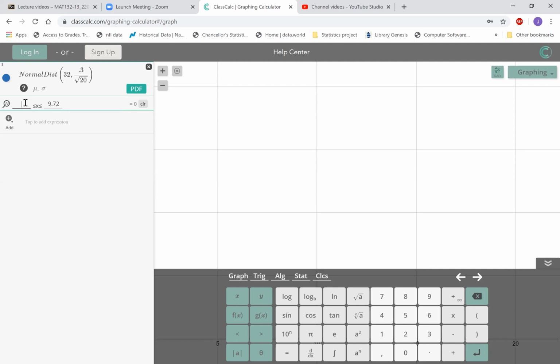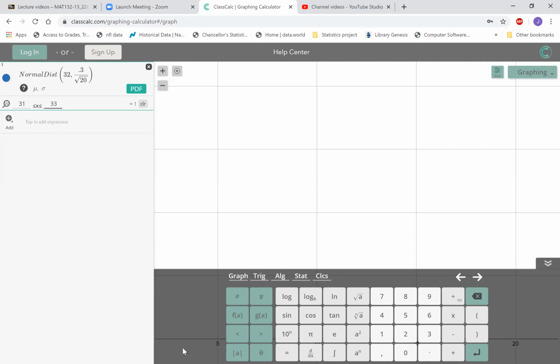My lower bound in this case will be 31. My upper bound will be 33. All right, so if you look at ClassCalc, it says 1, so saying there's a 100% chance of this occurring. And that's it for how to do it with ClassCalc.